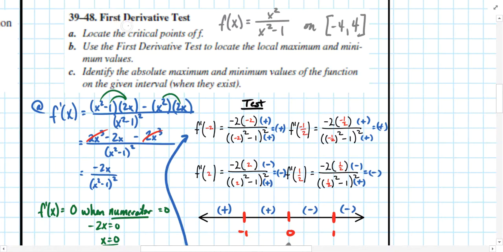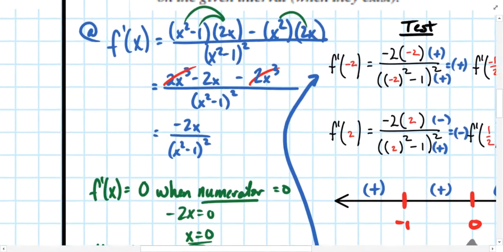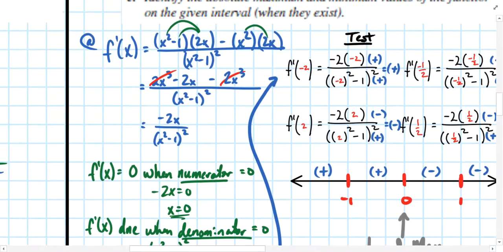Okay, in the last video I left you with this set of instructions that you are to use this function, x squared over x squared minus 1, on the interval from -4 to +4 to answer the questions A, B, and C. So in order to locate our critical points, we had to first identify the first derivative and then set that first derivative equal to 0 and find when that first derivative does not exist. So I used the quotient rule in order to find that derivative.